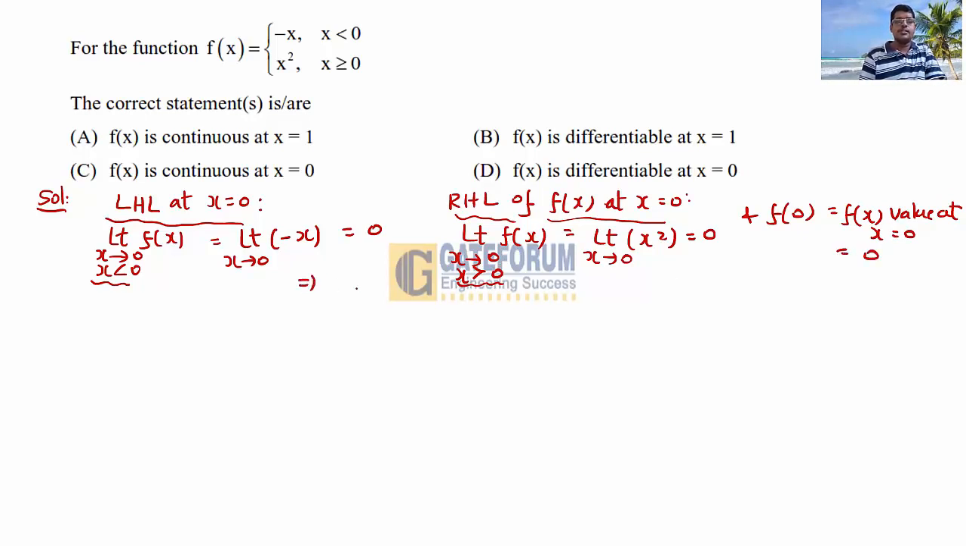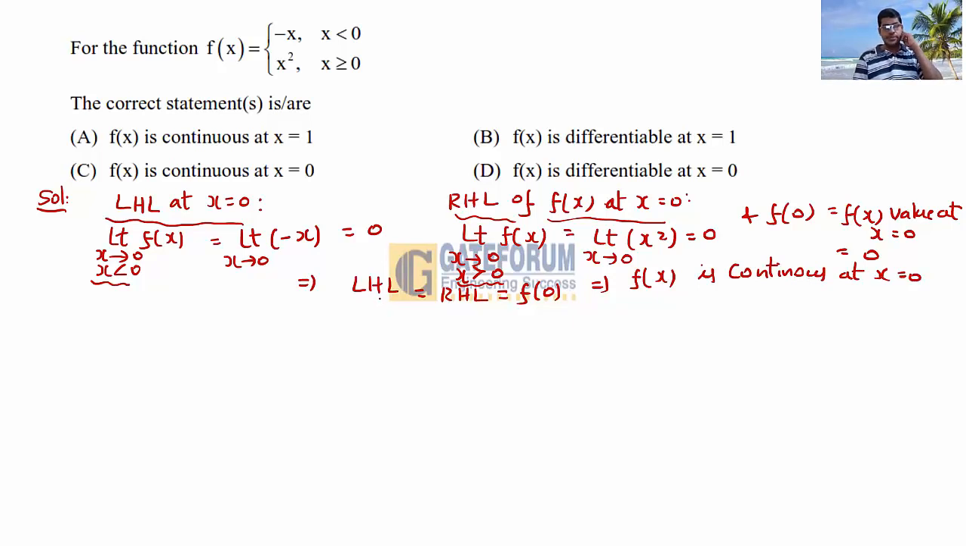So, this implies left hand limit at x equal to 0 is equal to right hand limit at x equal to 0. That is, the limit of f of x at x equal to 0 is also 0, which is equal to the function value at x equal to 0. From this, f of x is continuous at x equal to 0. Okay. So, C is correct.